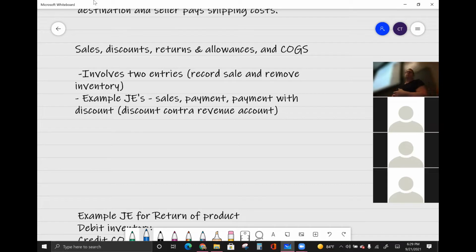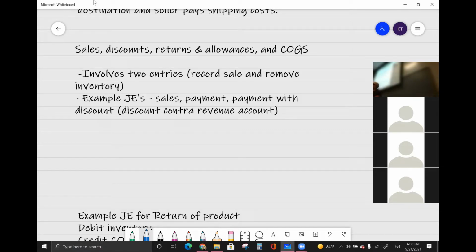Okay. So on the sales side, we're going to look at sales that we're selling to our clients, customers. We're going to have discounts, maybe returns and allowances, and the cost of goods that we sold. So we just bought inventory. Now we have inventory to sell. So when we sell that product, it's going to be for a set sales price. Sometimes you give them a discount if they pay within a period of time.